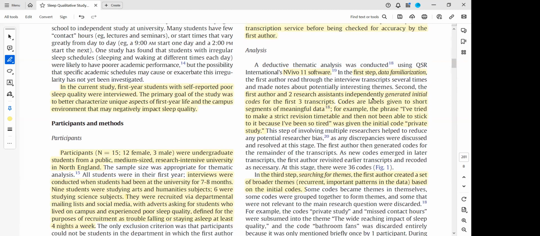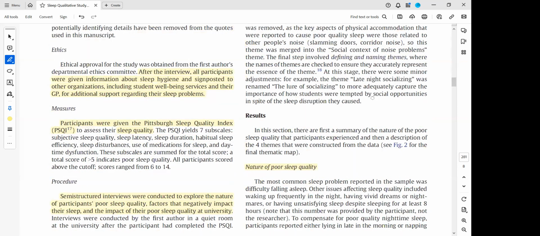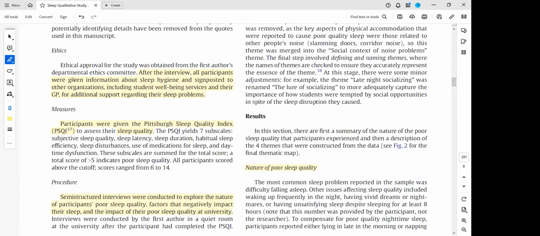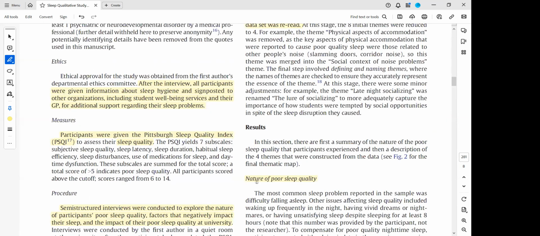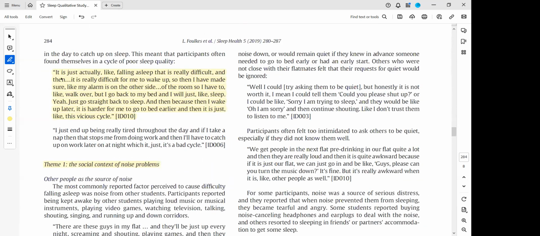And then it talks about the different ways that they did the coding. So just keep this in mind, because when we get the transcripts, that's what we're going to do. And then the last thing to notice is the way that they're reporting the results. Here's the first topic, the first nature of poor sleep quality. And what they're doing is giving quotes, and then coming up with themes. The themes are the overall learnings that they're getting from these transcripts.